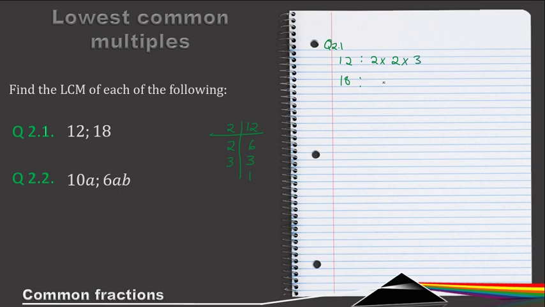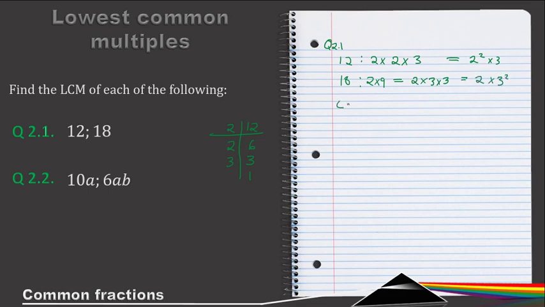And then for 18, I'm going to use the method where I just say 2 times 9. So 2 can go into 18, that's 2 times 9. And 9 can further be broken up into 3 times 3. So this is 2 times 3 times 3. To write them in their compact form, we've got 2 to the power of 2 times 3. And over here, we've got 2 times 3 to the power of 2.